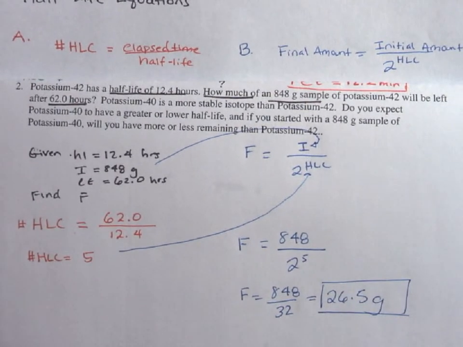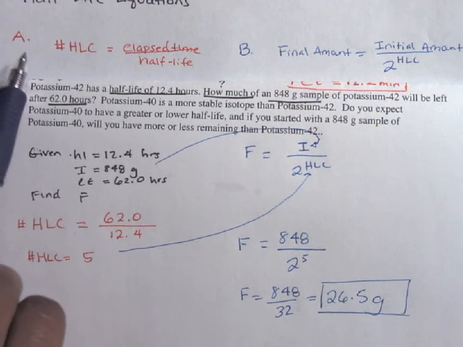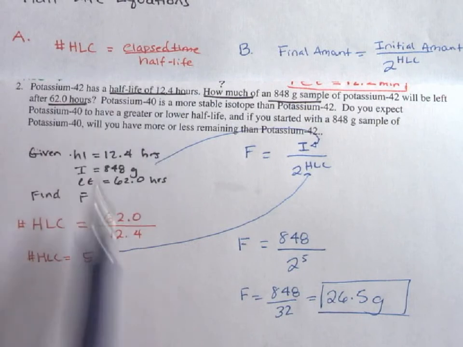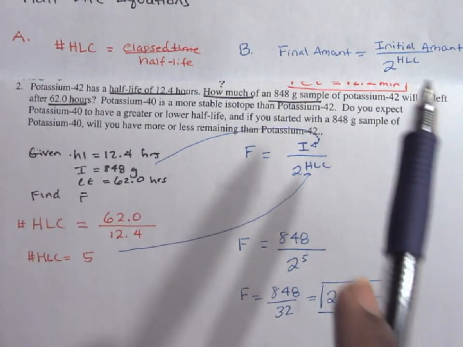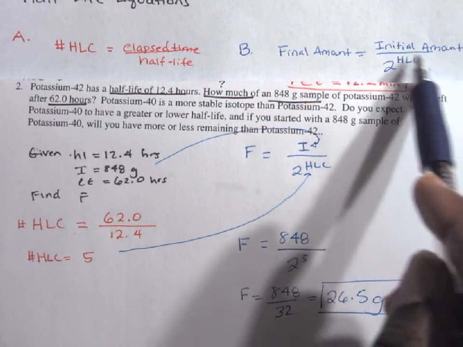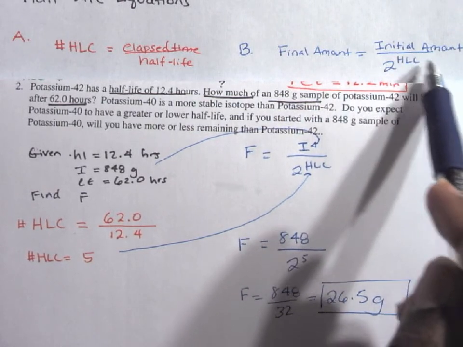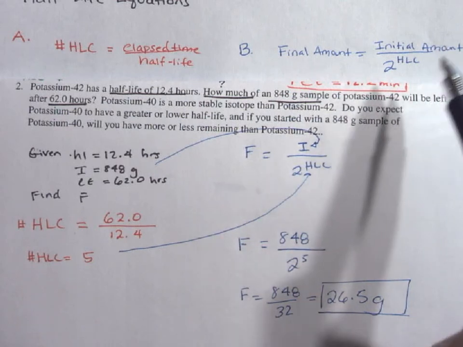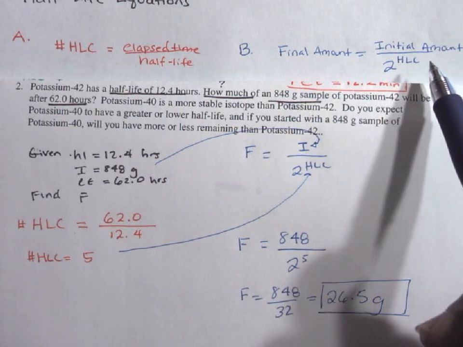So just a quick note. Whenever you are using equation A first, the half-life cycles equal the elapsed time over the half-life, you won't have to use logs. If you use equation B first, you do have to use logs because your unknown, the half-life cycles, is an exponent. And in order to solve for an exponent, when your exponent is the unknown, use the inverse operation of that, which would be logs.